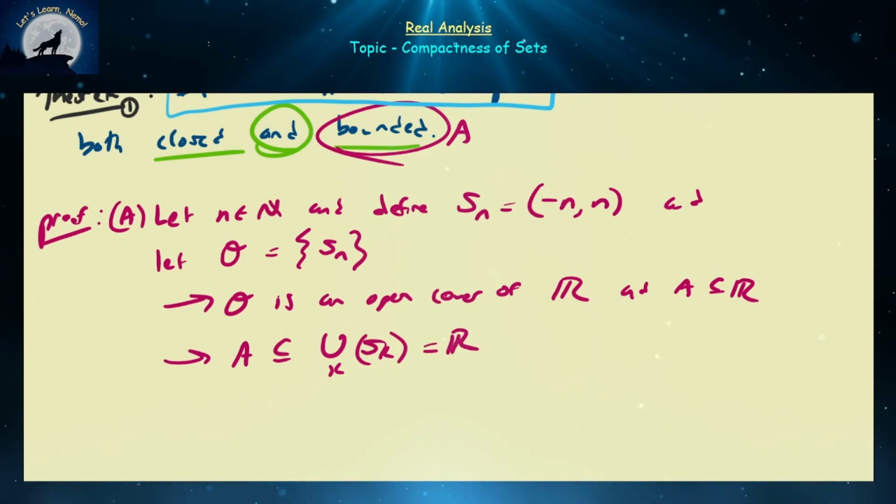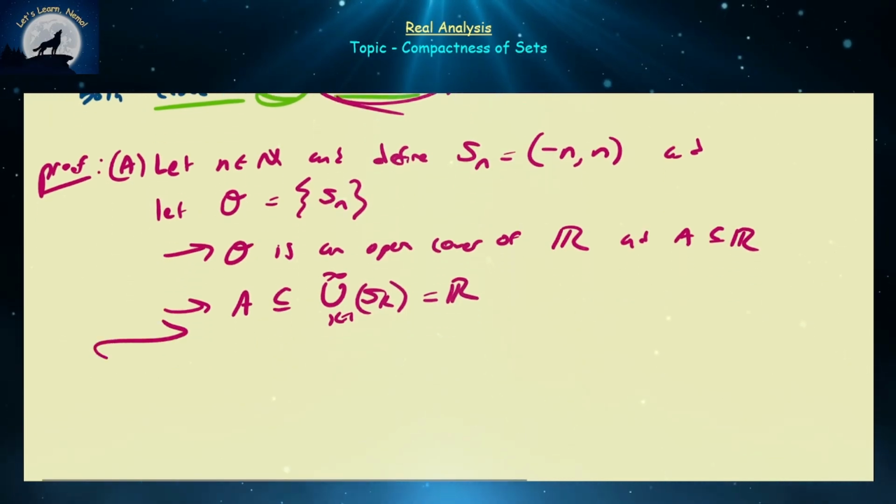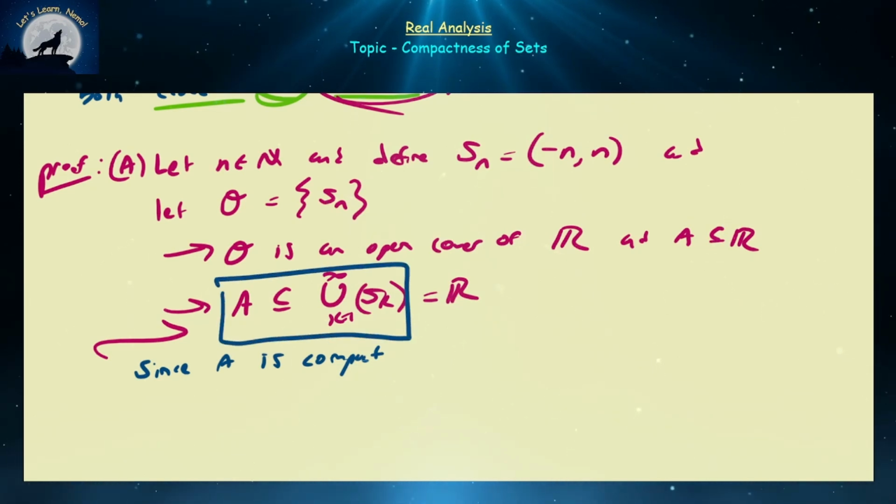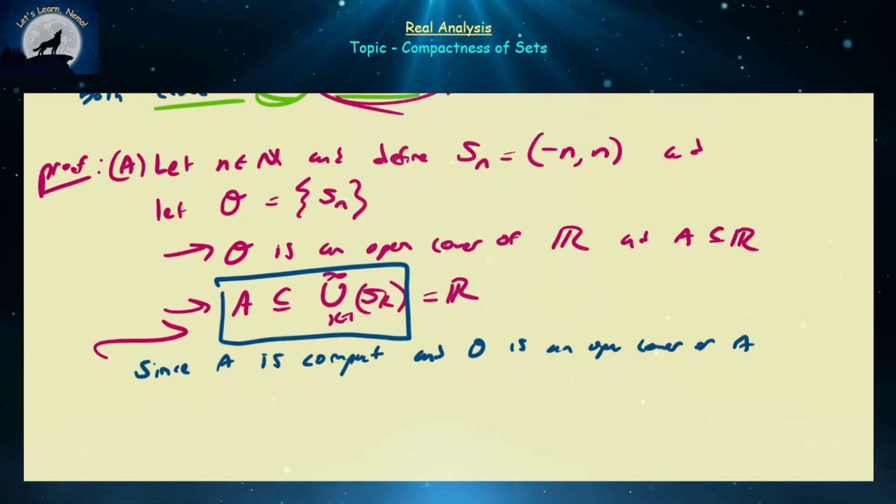Because keep in mind, that is equal to R from K is equal to 1 to infinity, right? So that much we already know. So now let's use that assumption that we have. Since A is compact, and we have that A is a subset of the union of all of those open sets, that means what? That means O is an open cover of A, a particular one.